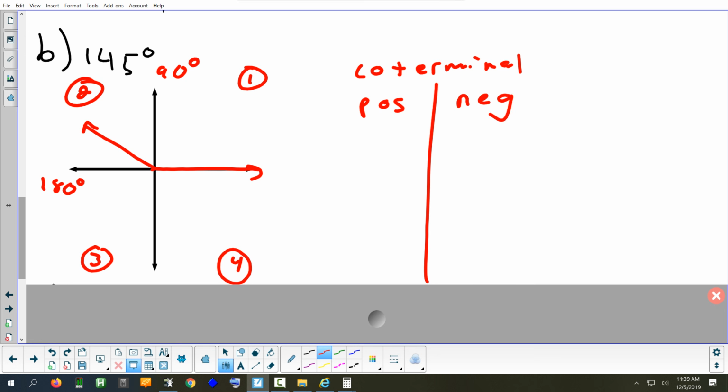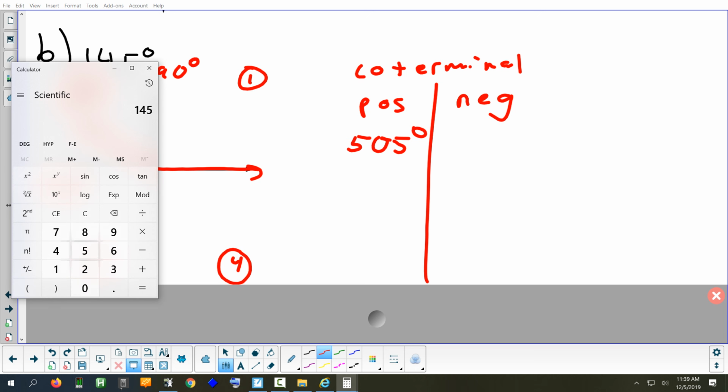Okay. What's an angle that's coterminal with 145 and positive? Well, how much? 105. Not 405. What's 145 and 360? 505. Yep. So 505 and 145 minus 360 would give you negative 215.